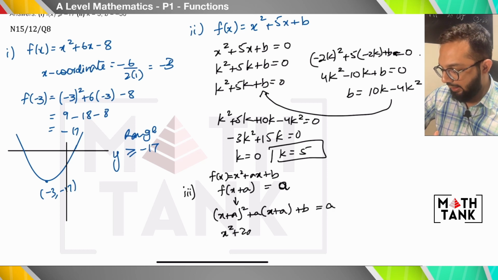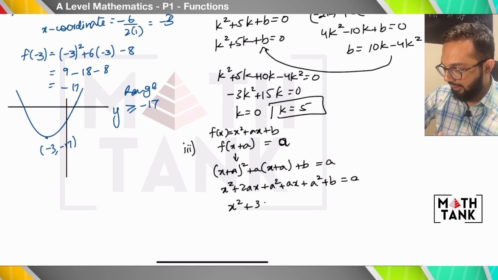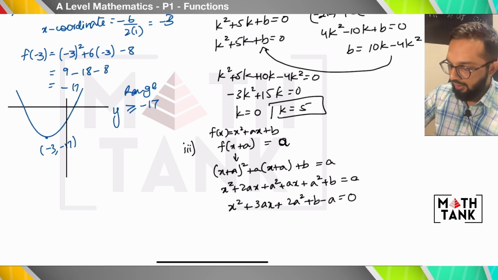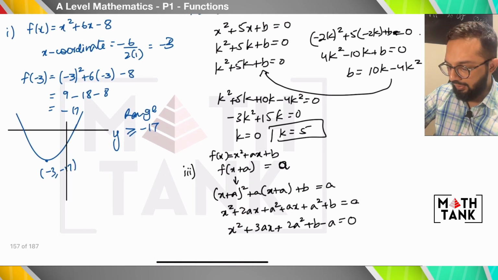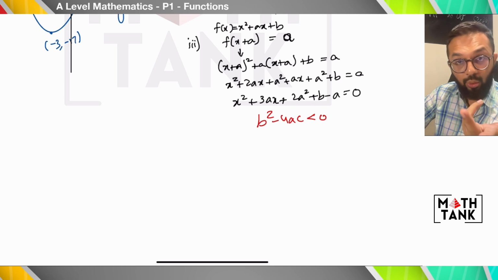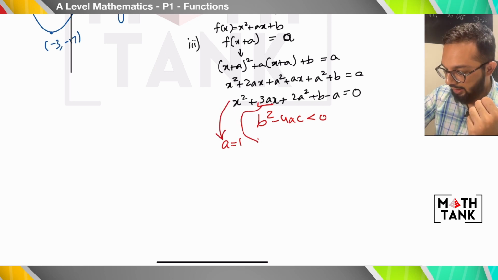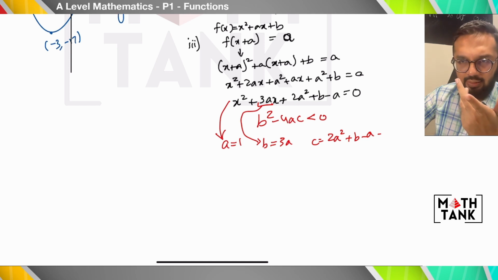x squared plus 2ax plus a squared plus ax plus a squared plus b equals a. So I get x squared plus 3ax plus 2a squared plus b minus a equals 0. Now this equation has to have no real roots, which means that the b squared minus 4ac of this equation is going to be less than 0. Now what is my original a that I use in quadratics? So here a is 1, okay. b is basically 3a, and whatever is the constant is c. It's a little confusing, but that's how it's supposed to work.